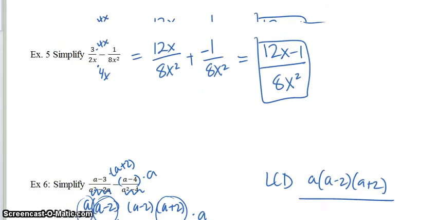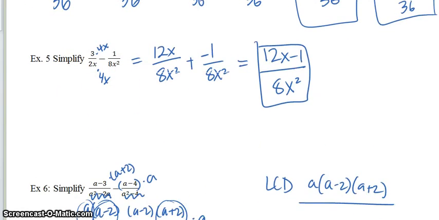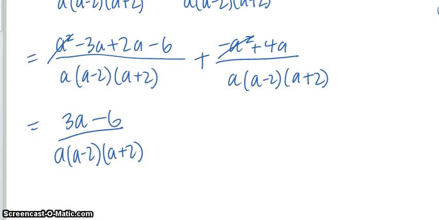Now, we're not done yet, because what does it say? It says, make sure, if subtraction, okay, we did that. Combining like terms, factor out the numerator to see if it can be simplified. So we need to factor it back out. Sounds silly, but we simplified it.